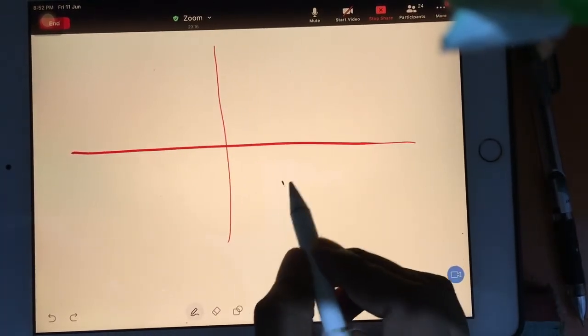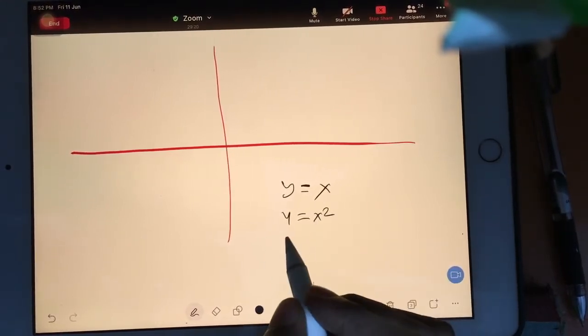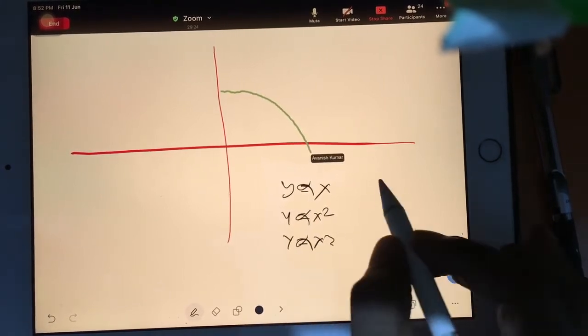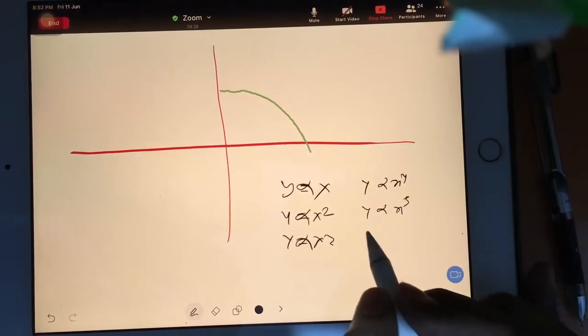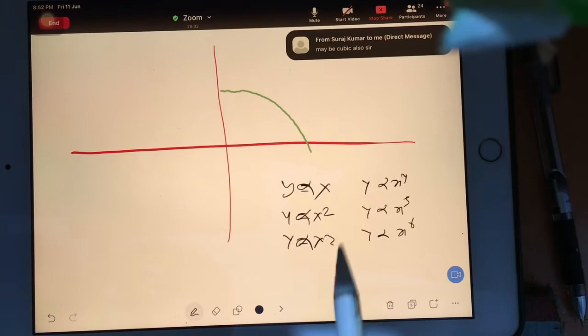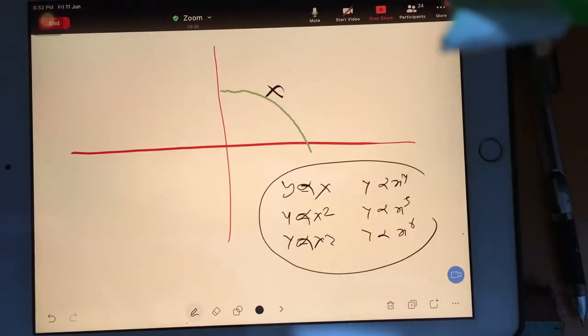I mean to say that if you draw y is equal to x, y is equal to x square, y is equal to x cube, or proportional, y proportional to x power 4, y proportional to x power 5, y proportional to x power 6. If you draw these kinds of curves, then you should know how to draw them. This is the wrong curve. You should know how to draw this curve.